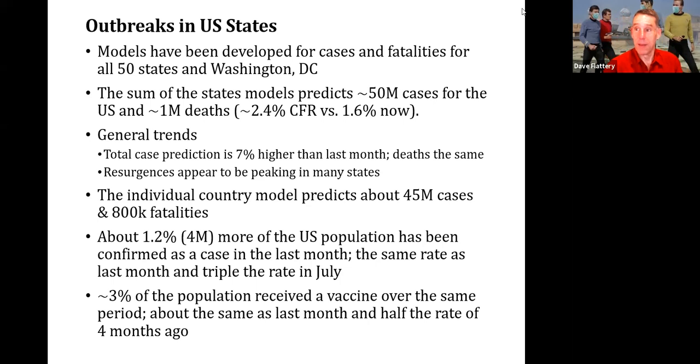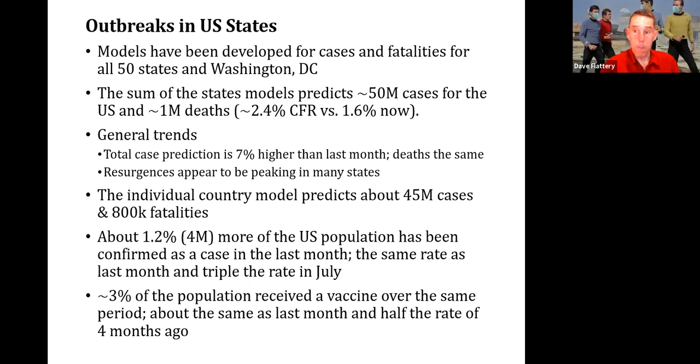But at any rate, that's what the model's predicting, and about 1 million deaths for the sum of the states models, which I think is probably a little high. There's some states where it's modeling a big tail up in deaths, and that would result in a 2.4% case fatality risk versus 1.6 now. So the prediction is a little bit higher than last month. Deaths are about the same. It certainly looks like resurgences are peaking in most of the states. And as I mentioned, the individual country model predicts about 45 million cases and about 800,000 fatalities.